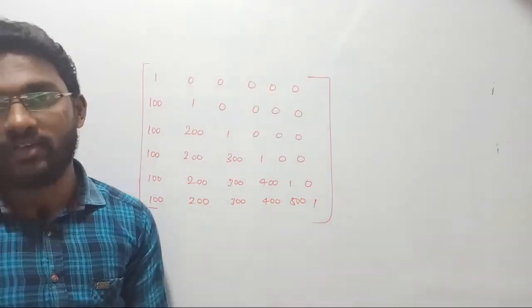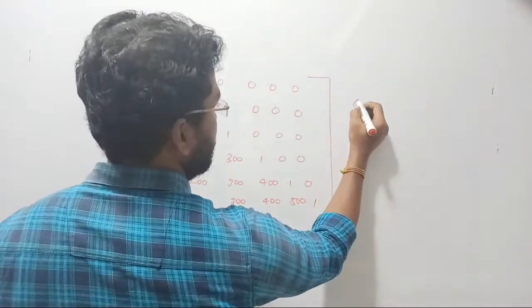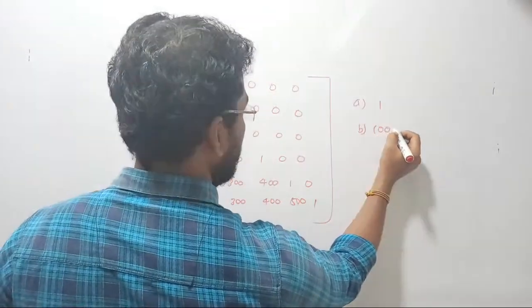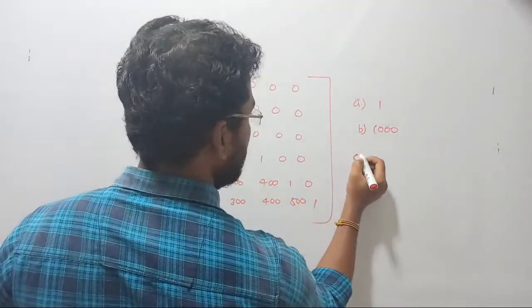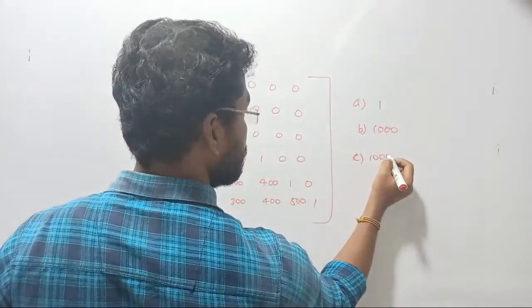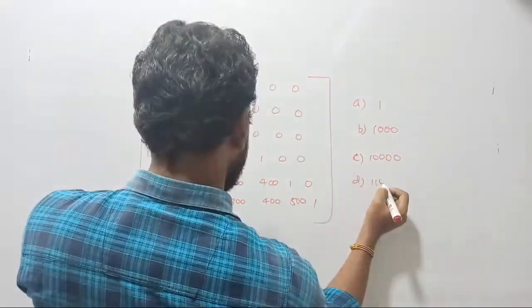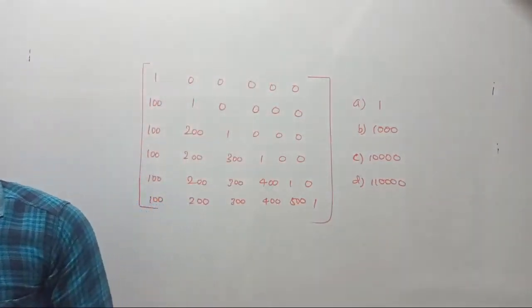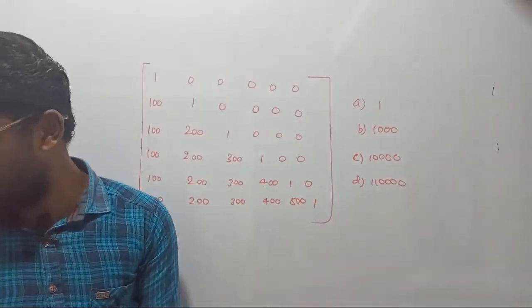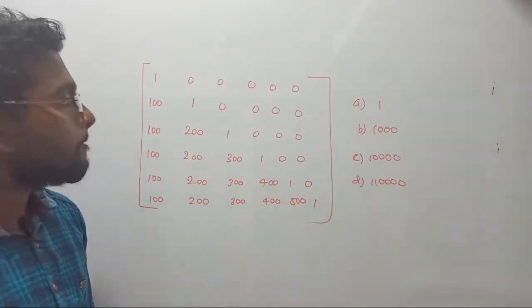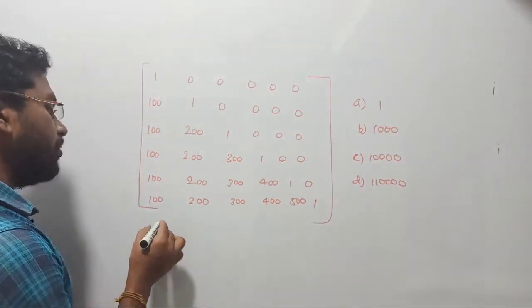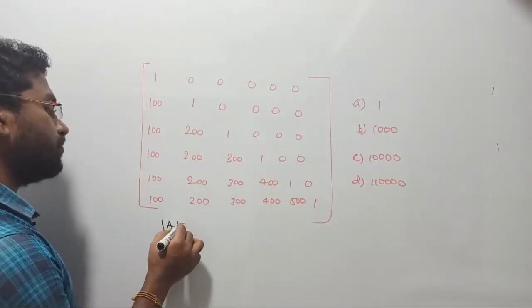Can anyone please post the answer? Do you want options for this? Yes, they have given plenty of options. Option A, option B I think is 1000, option C is 10,000, option D is 11,000. Post your answer, I'm just waiting for your answer, because it's an easy question. The question is, what is the determinant of the matrix?